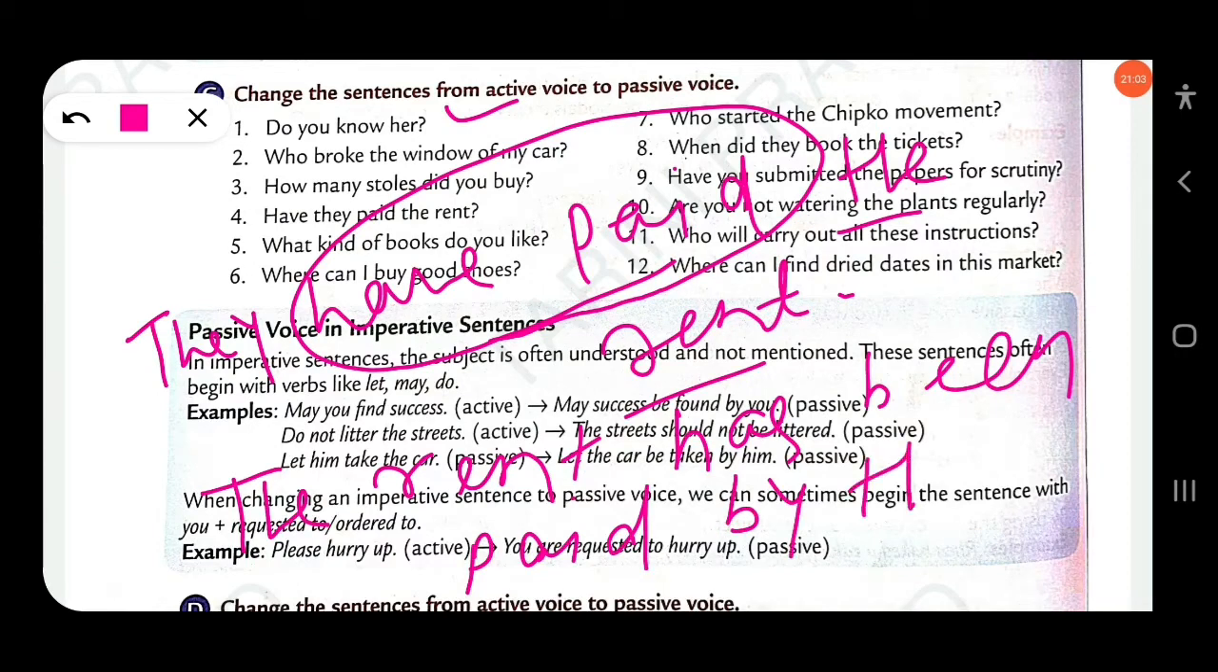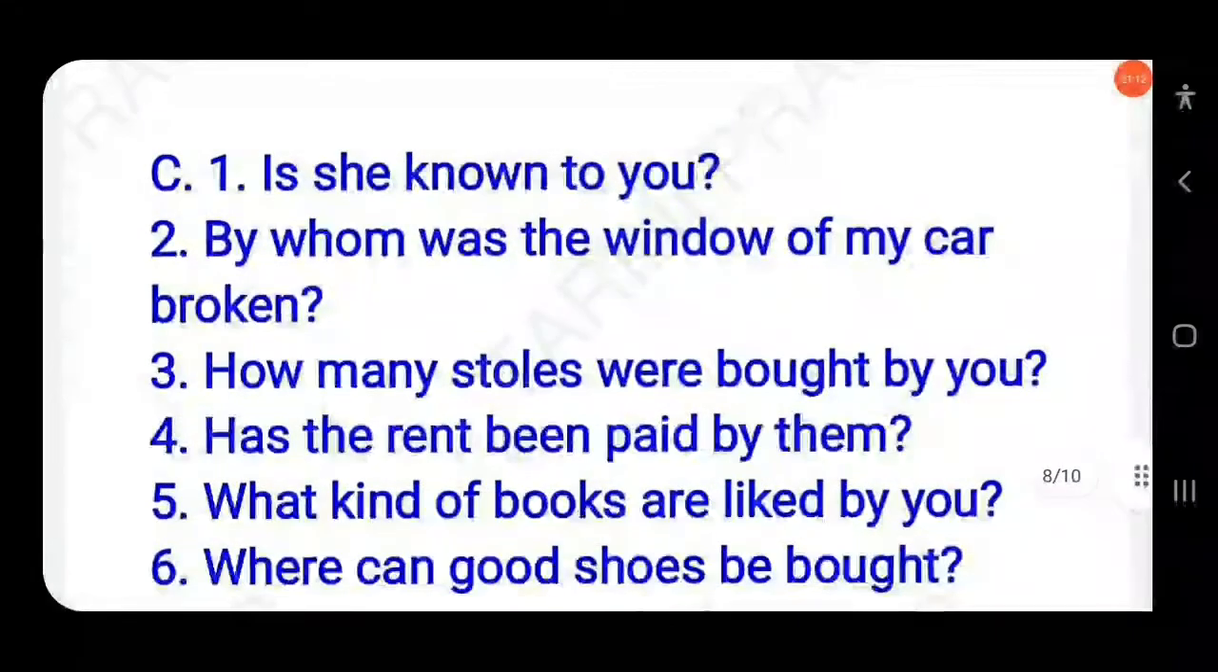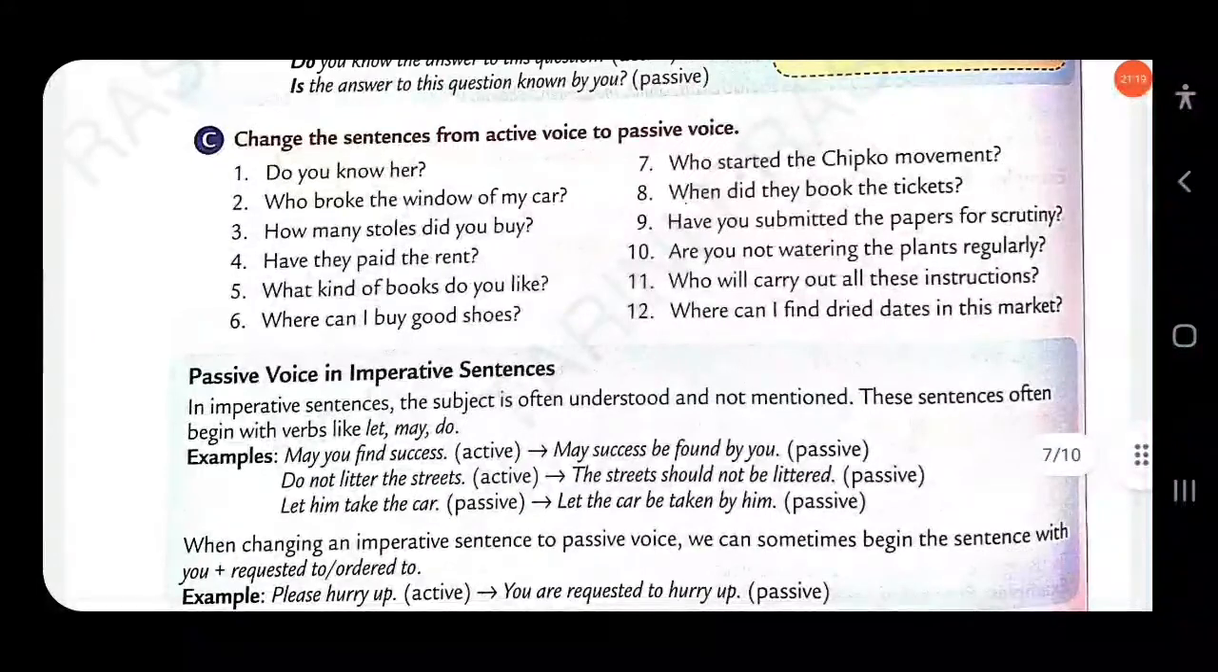So as you know, this is a yes/no question. So here has will come to the beginning of the sentence. Has the rent been paid by them? Okay. So here: has the rent been paid by them? You have to use a question mark at the end of the sentence. Clear? The next one here: what kind of books do you like?